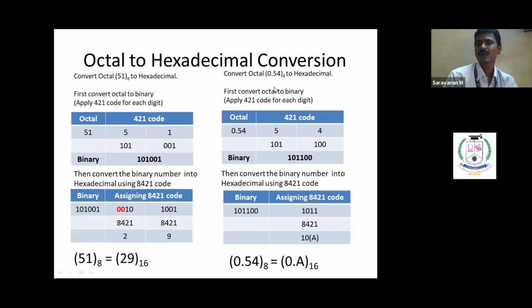The same way for your fractional portion. So the fractional portion is 0.54. First convert into the corresponding binary, then apply 8421 code to get your hexadecimal. So octal to the other 3 we have seen.